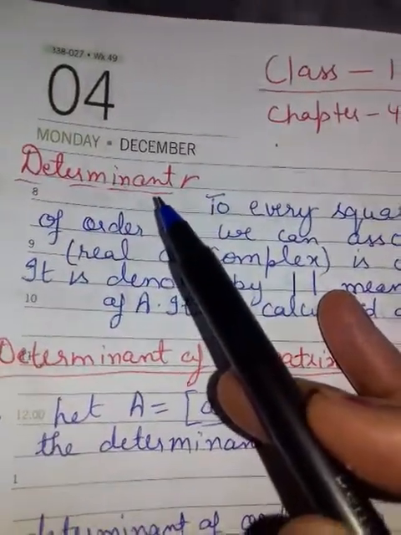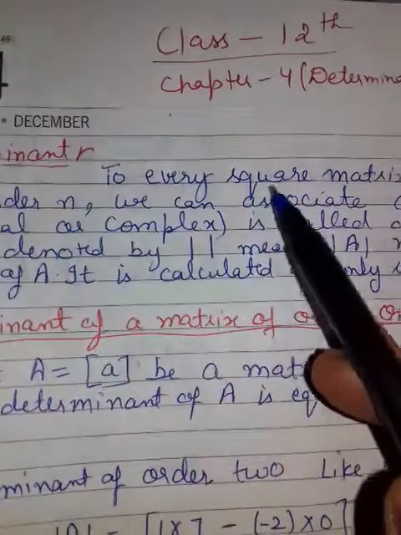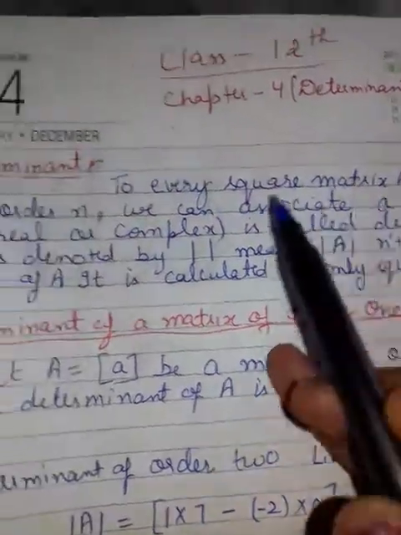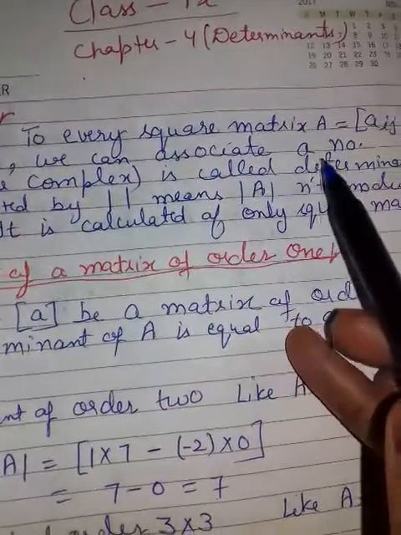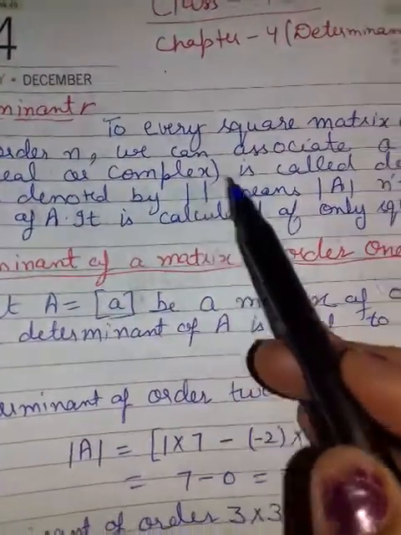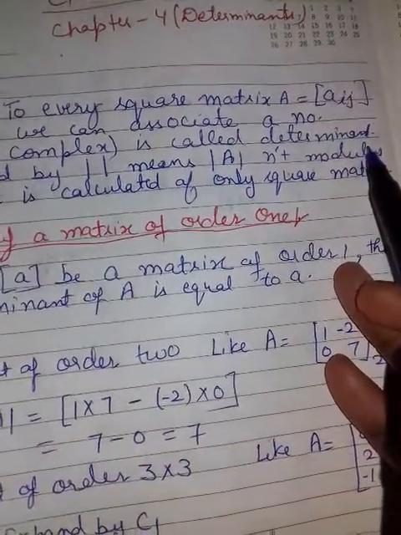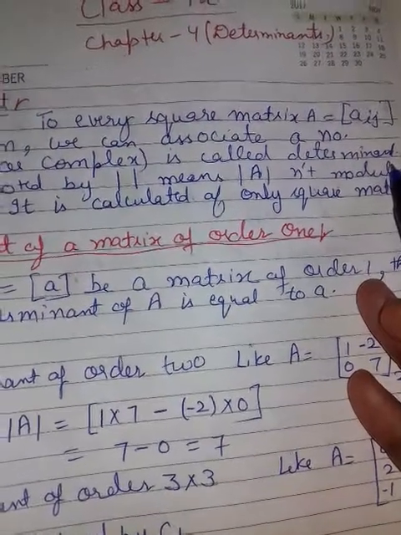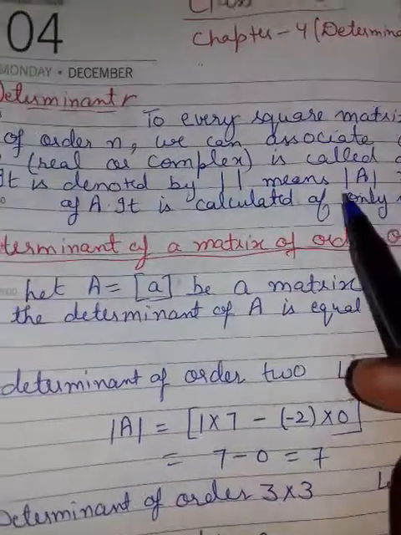Yes, firstly we must know what is a determinant. To every square matrix A like this of order n, we can associate a number, real or complex, called determinant. Means whenever you will open the determinant, you will find a number. Number can be real or complex. Means a single number you will obtain.